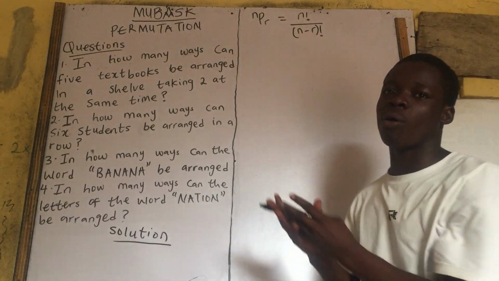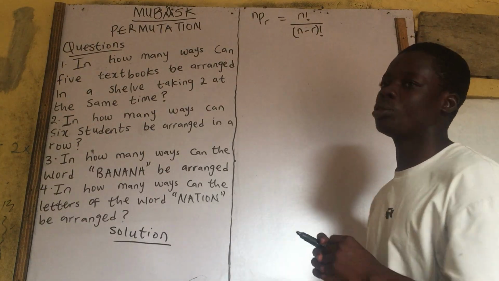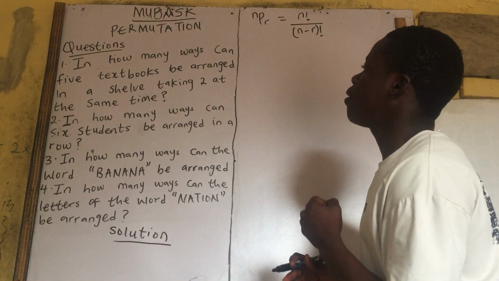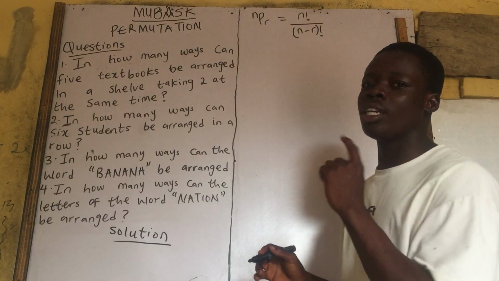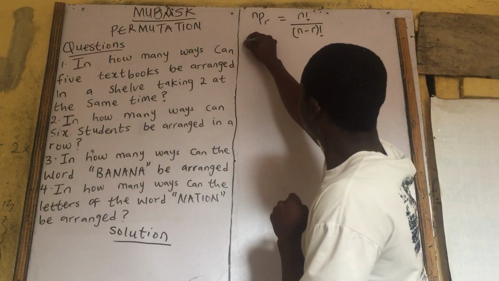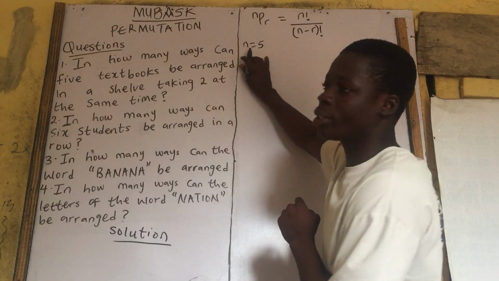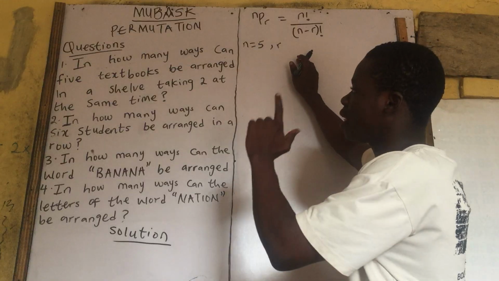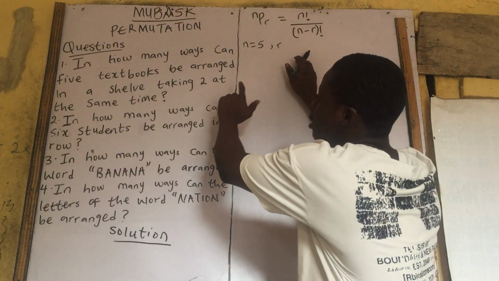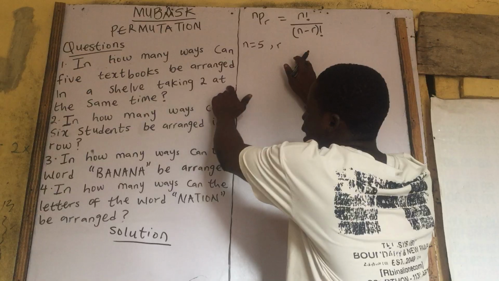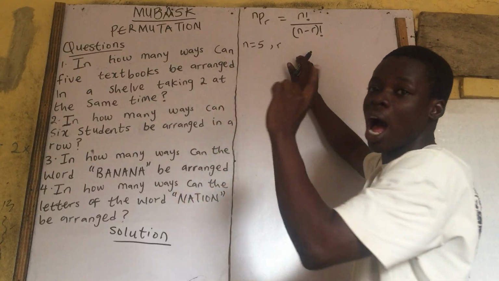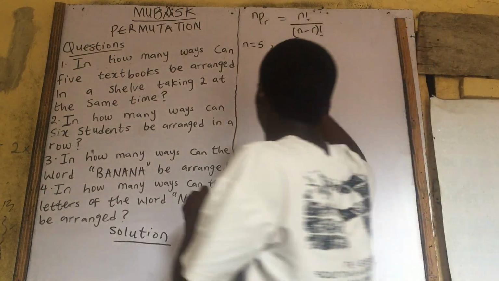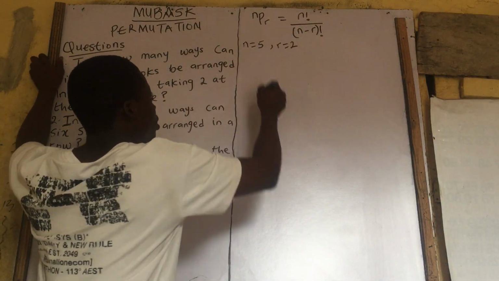But how do we determine our n and our r? It is very simple in the question. In how many ways can 5 textbooks be arranged? That means the number of textbooks is 5, so n equals 5. Arranged in a shelf taking 2 at the same time, that means our r equals 2. We can now substitute into the formula so we can evaluate it.